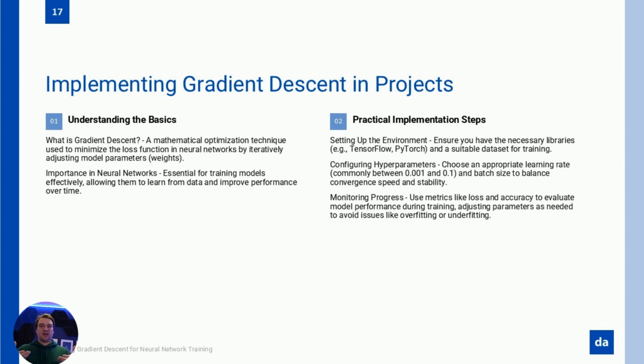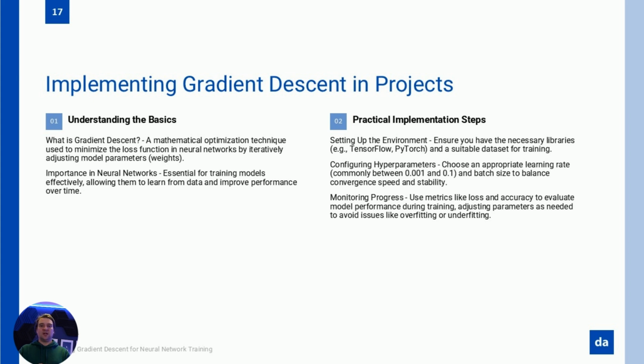Here's a tip. Visualizing the loss curve can provide instant feedback on how well gradient descent is performing. If the curve is smooth and declining, you're in great shape. If it's jagged or flat, it's time to troubleshoot.